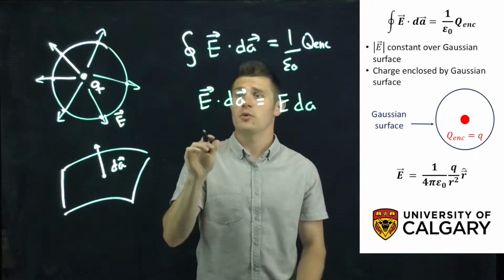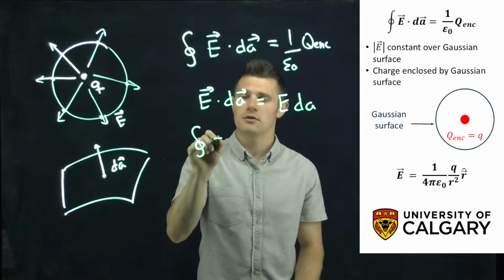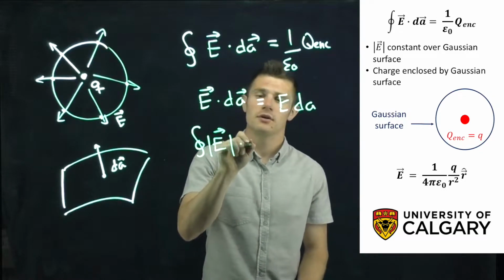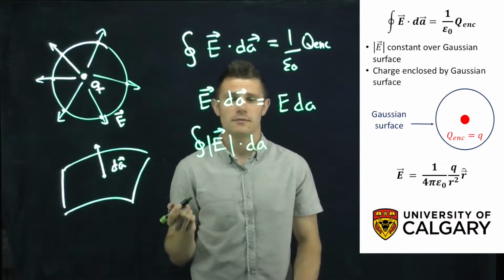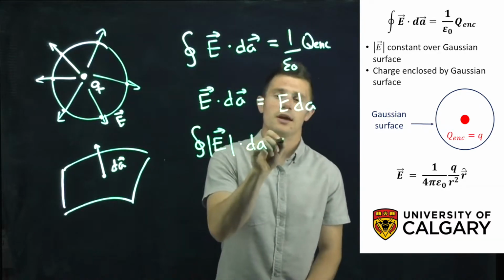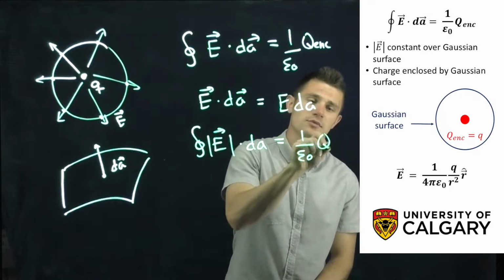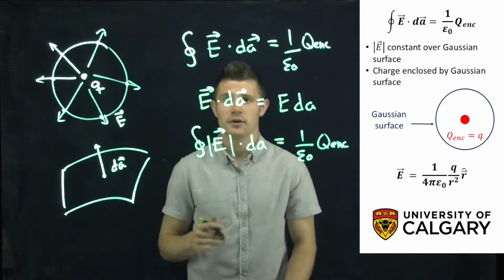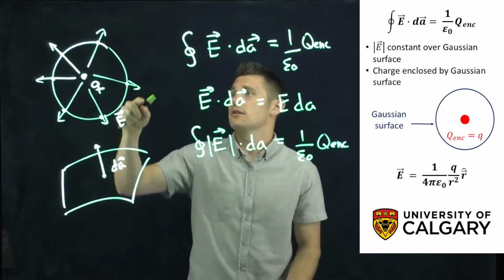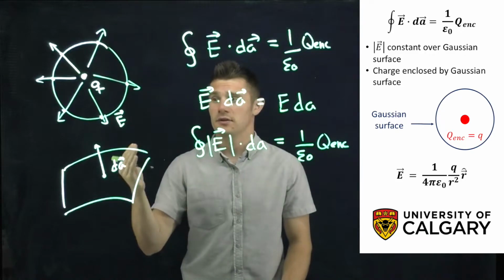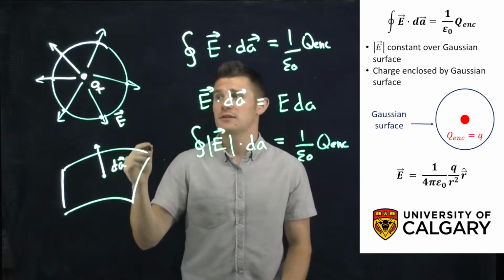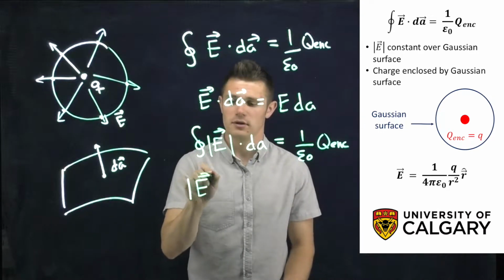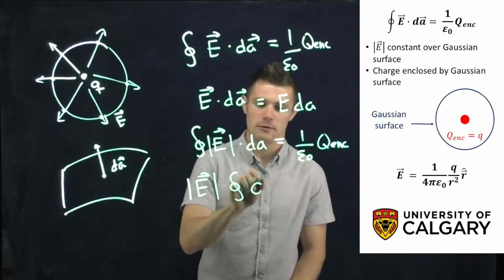This means that this equation will become the closed surface integral of simply the magnitude of the electric field times the infinitesimal area, no longer a vector, and that is still equal to 1 over epsilon naught times the charge enclosed. And now that we have the magnitude of the electric field, we can use one more simplification, in that at all points around this Gaussian surface, the electric field has the same magnitude. This means that we can pull it out of the integral because it will be constant. And we can further simplify this equation.